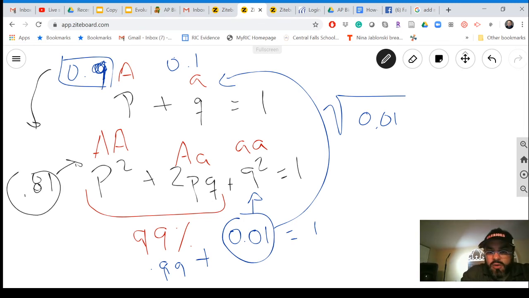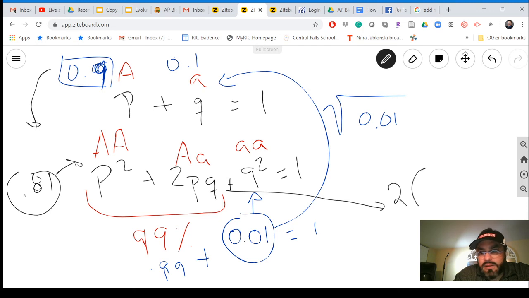And 2pq, and I'm sorry, I'm running out of space. The answer for 2pq would be 2 times 0.9 times 0.1. And if I do this correctly, my answer is 0.18. And so there it is. 0.18 is in fact my 2pq.